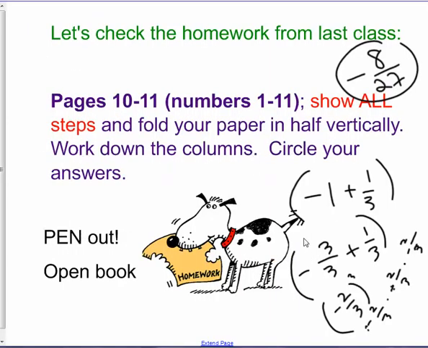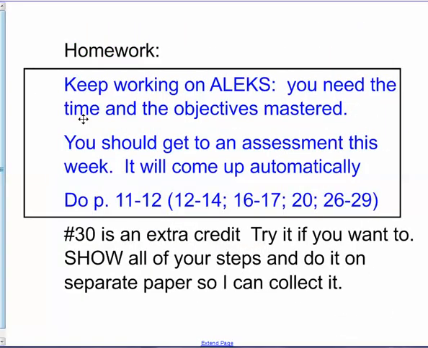Then we corrected your homework. And then for homework, you need to keep working on ALEKS. Show me your work in your binder. You'll get an assessment automatically. It should come up this week if you put in the time. So what you need to do in your algebra work is just a little bit of work. Pages 11 to 12, numbers 12 to 14, numbers 16 to 17, number 20, and numbers 26 to 29. Number 30 is an extra credit. Just show me all your steps.